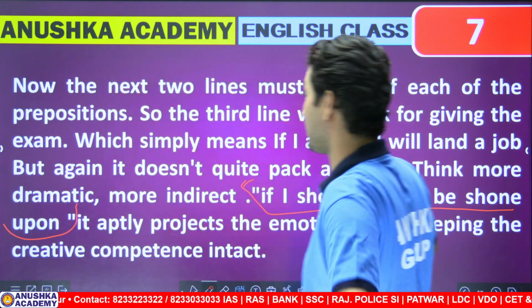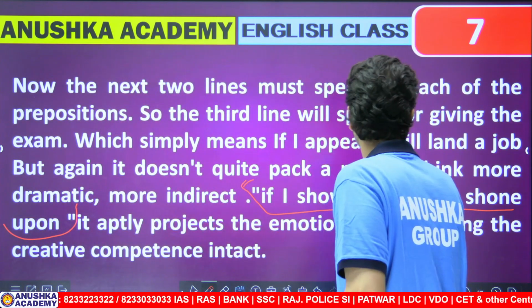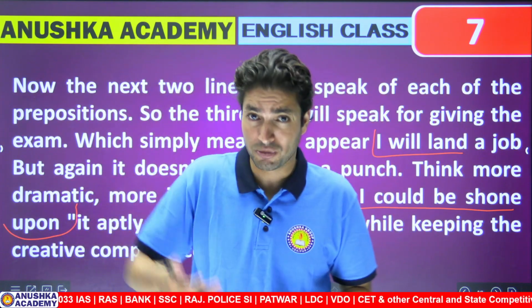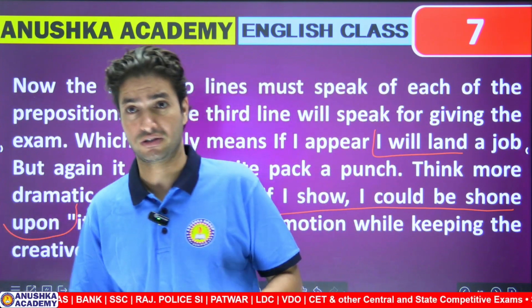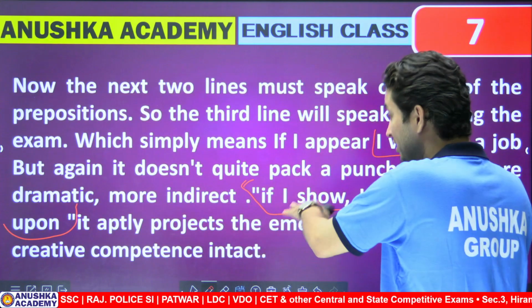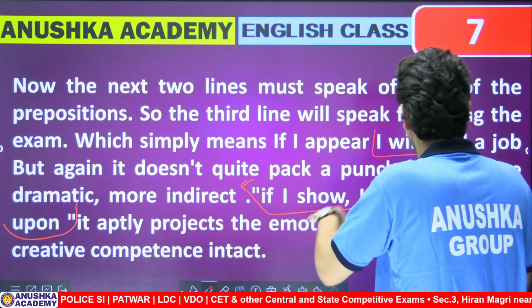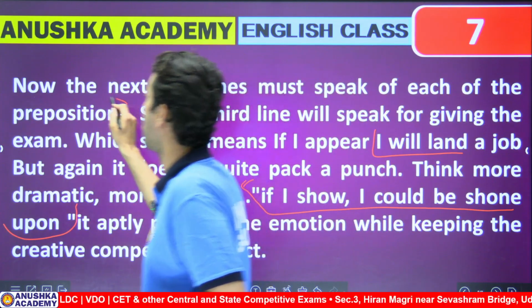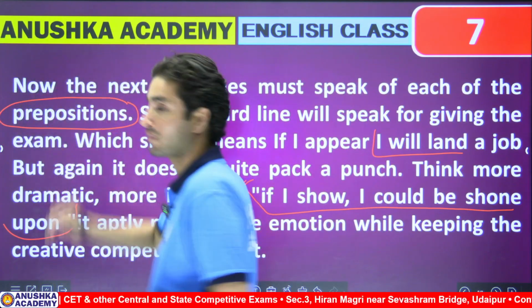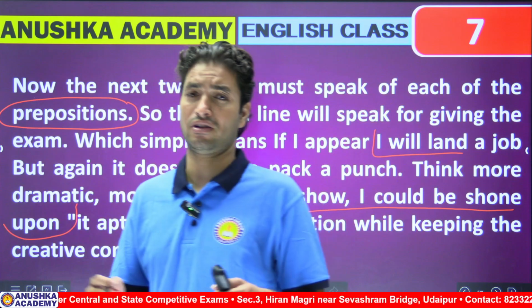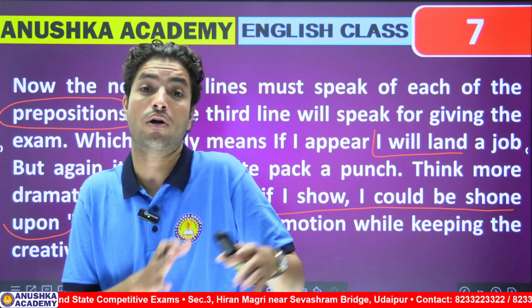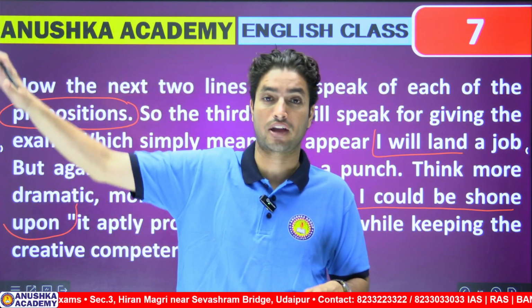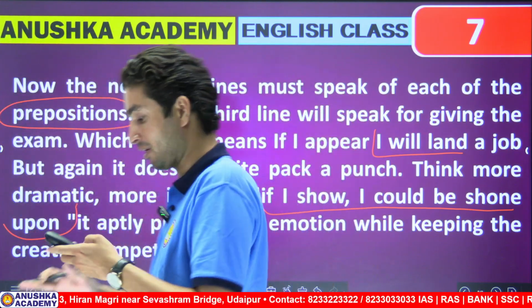This line is basically this line. But in a poem, you cannot be direct. You have to be subterranean, poetic, philosophical. This line does the job, it delivers the goods. If I show, I could be shown upon. Now, this third line spoke of the former preposition of giving the exam. Now, our fourth line will side with not giving it. What could happen if you don't give the exam? Let's find out.